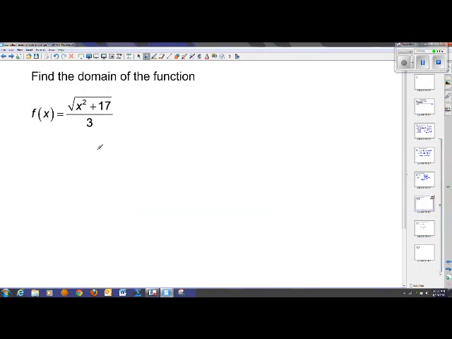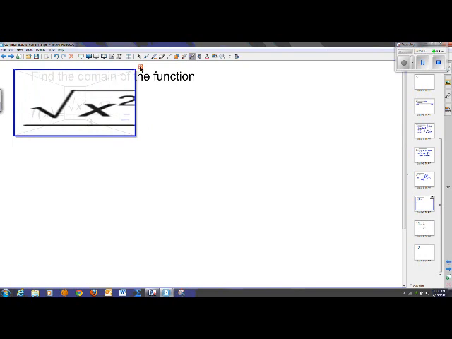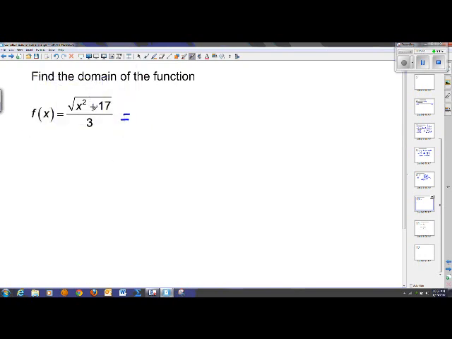Now, in this function, it's also a square root, but it's a special case because within that square root, I have this x squared, a term that's always going to be positive. So whatever number I plug into this x is going to come out positive, and thus I'll be able to take the square root of it. This is a special case. You have to understand the situation. So in this case, I have all real numbers as my domain.